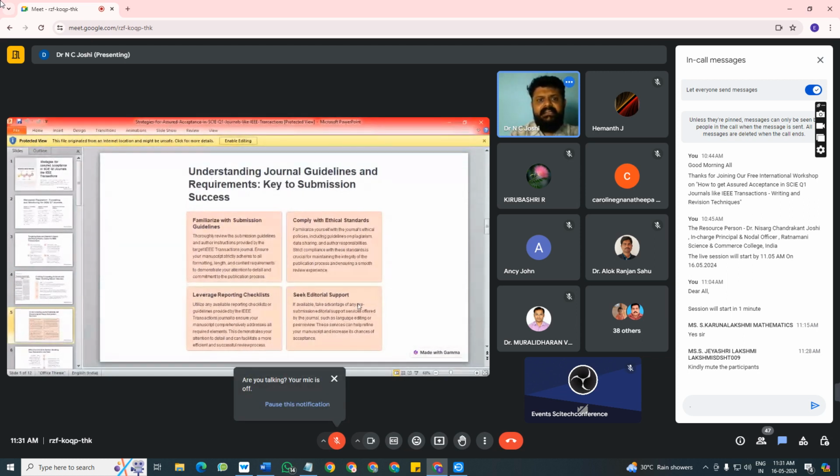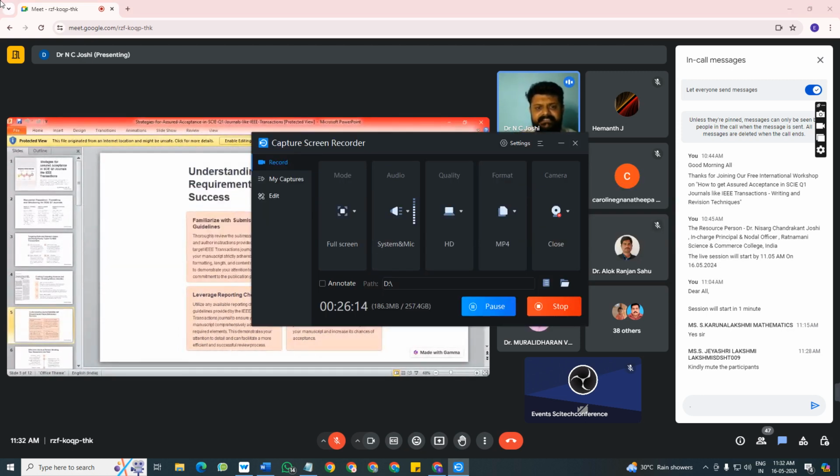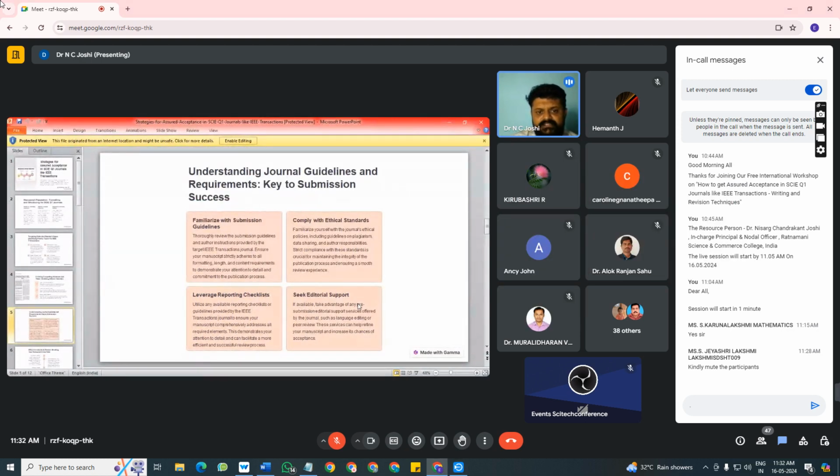Understanding the guidelines and requirements is key to submission success. If you have selected Q1 journals like IEEE, then you have to follow their guidelines. Just because you did not follow the guidelines, there is a chance you are rejected by the reviewer or the publisher. So understanding journal guidelines and requirements is key to submission success. First, familiarize yourself with the submission guidelines. Thoroughly review the submission guidelines and author instructions provided by the target IEEE Transactions journals.